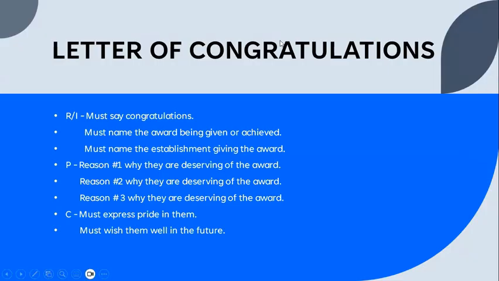Reason, the purpose. Reason 1, why are they deserving of the award? Reason 2, why are they deserving of the award? Reason 3, why they are deserving of the award. And then C, you must express pride in them and you must wish them well in the future. Remember now, you're only writing 100 words. You're not writing an essay. Take this down. This is all you need, the letter of congratulations.